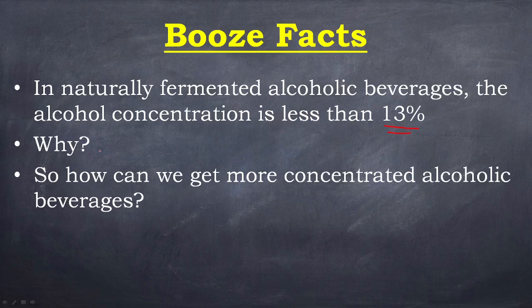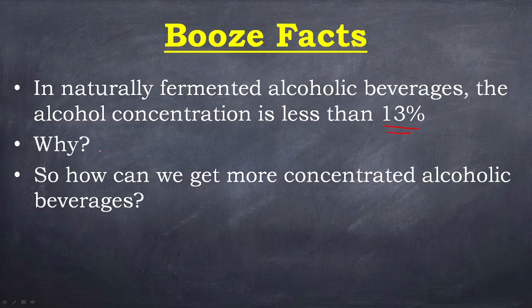Why is that? Yeast are poisoned by the alcohol they produce themselves. Yeast in fermentation produce alcohol, but when the alcohol concentration goes above 13%, the yeast cells themselves die through alcohol poisoning. Right, alcohol concentration if it goes above 13%, the yeast cells themselves die.